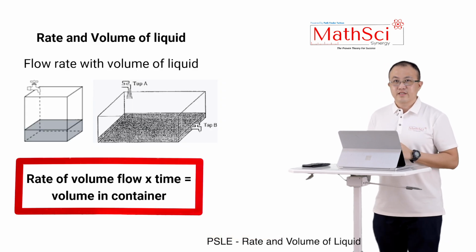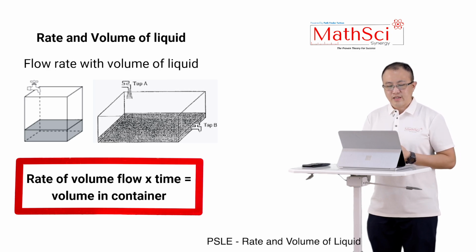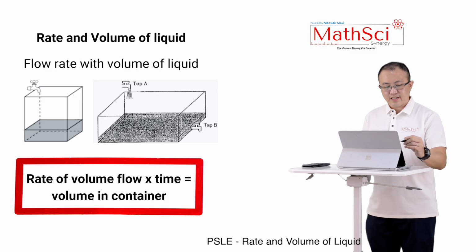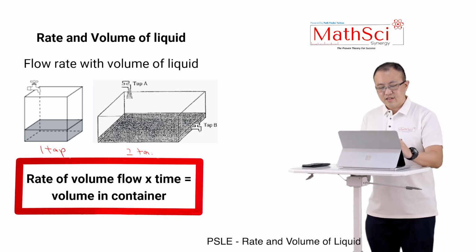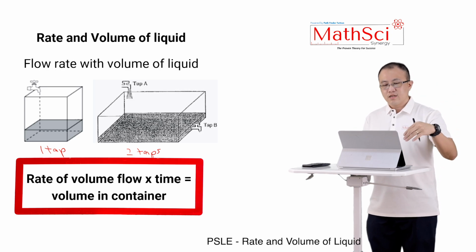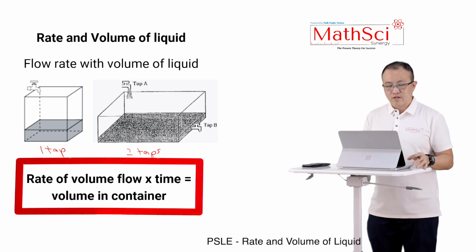Okay, this part is now linking back to rate. We have gone through a few questions on the volume of water. Now we talk about rate. So rate of water flow into the tank is a very common problem in the PSLE. So you can have either on the left side, 1 tap, or on the right side, 2 taps. Usually the 2 taps will be in such a way that one is to pour water in, one is to get rid of the water. So I can turn on both taps or I can just turn on one.